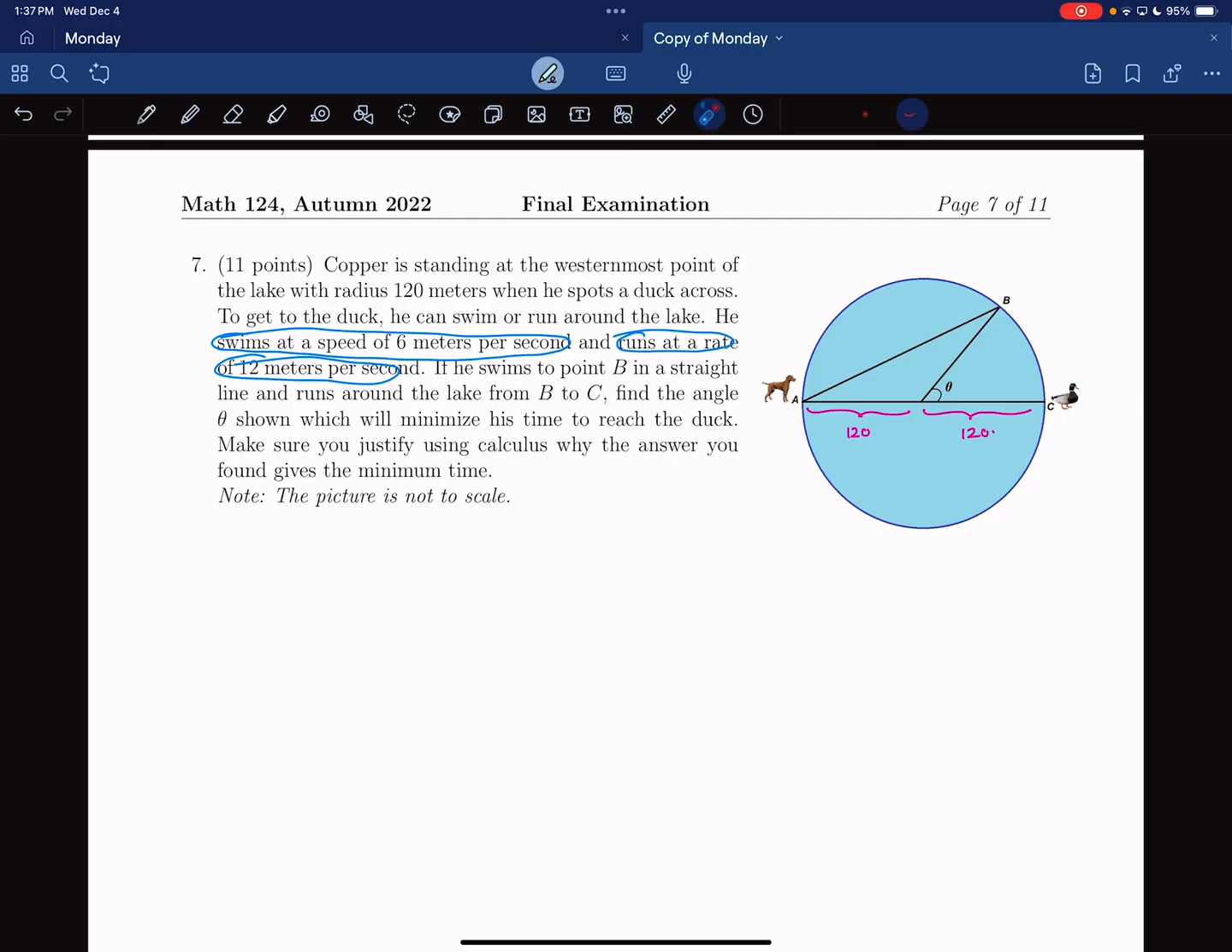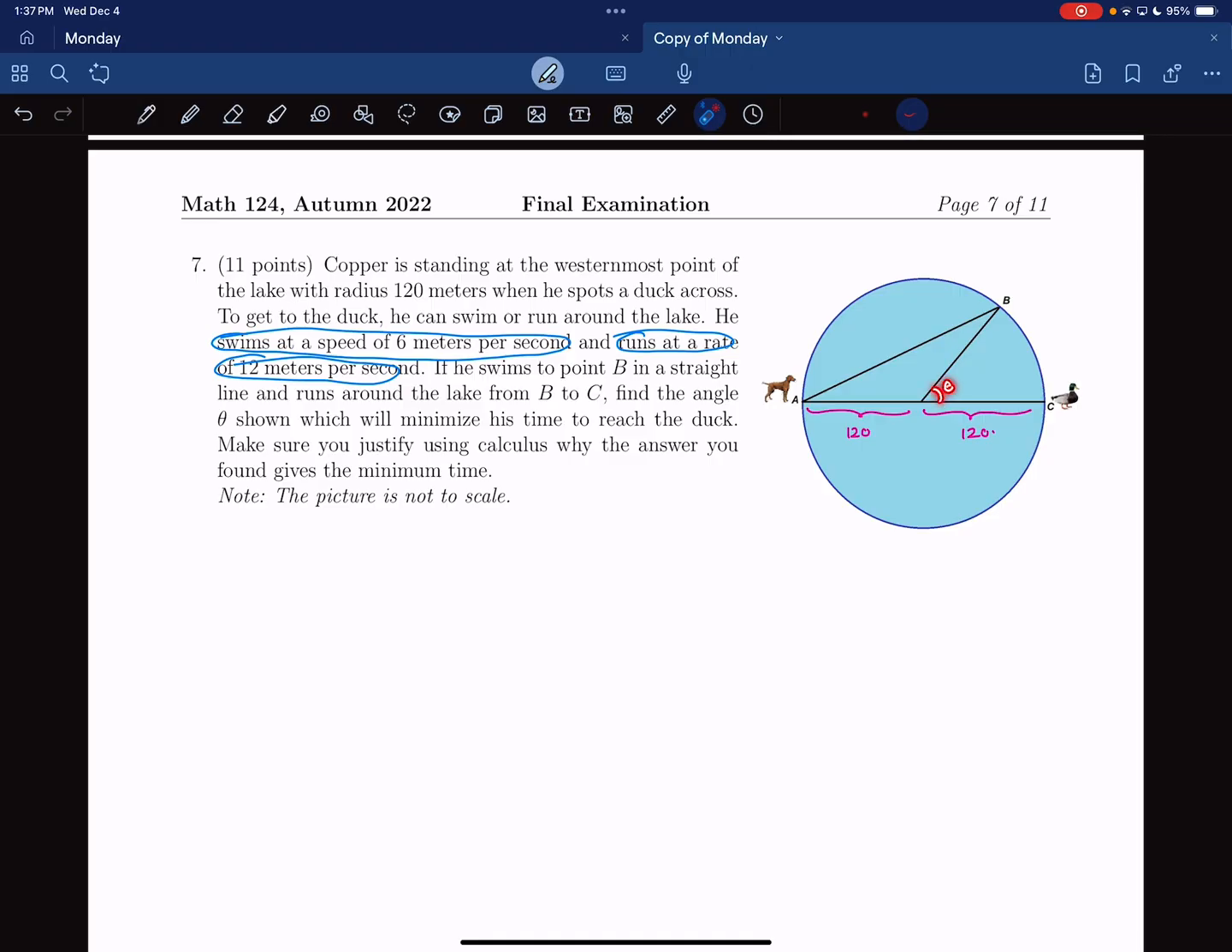Okay. Now, if he swims to point B in a straight line, okay, let me read it. He swims to point B in a straight line and then runs around the lake from B to C. Okay, so he first swims in a straight line and then runs around from B to C. Then he's going to catch the duck, right? That makes sense? So the question is asking, find the angle theta. There's theta. I look at the diagram, which will minimize his time to reach the duck.